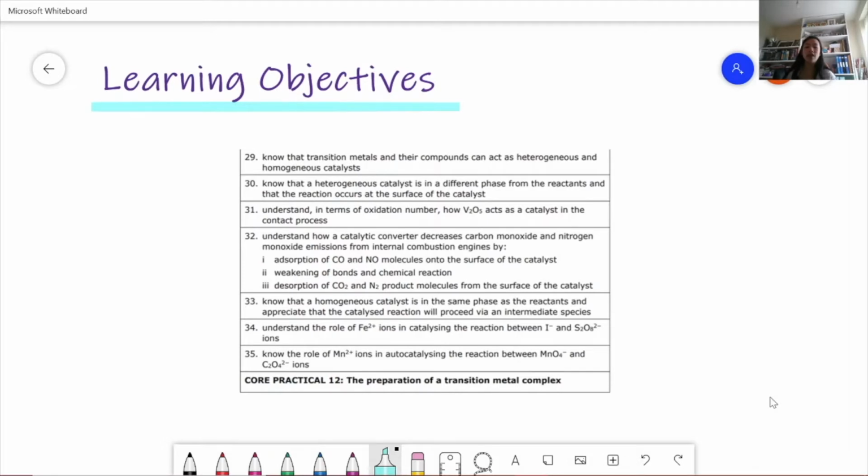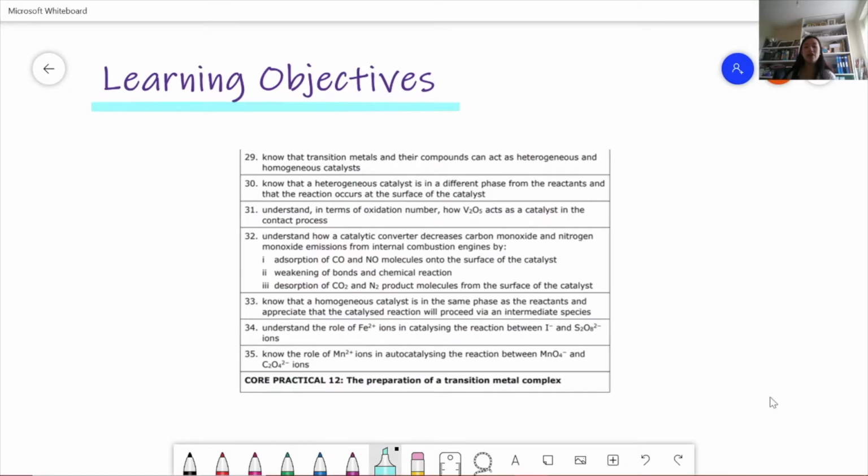We're then going to understand how a catalytic converter decreases carbon monoxide and nitrogen monoxide emissions from internal combustion engines by adsorption of carbon monoxide and nitrogen monoxide molecules onto the surface of the catalyst, and weakening of bonds in chemical reaction, and desorption of carbon dioxide and nitrogen product molecules from the surface of the catalyst.